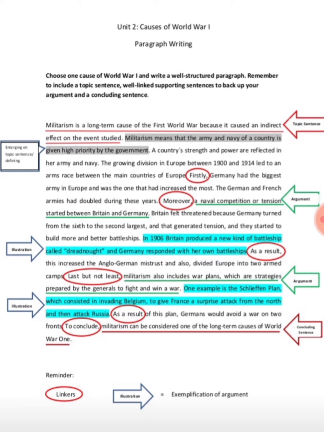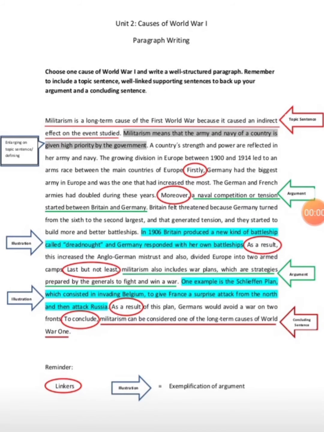Okay, just give a watch. Firstly, Germany had the biggest army in Europe and was the one that had increased the most. Now see, the German and French armies had doubled during these years. Moreover, another connector, a naval competition or tension started between Britain and Germany. So this is our argument. Okay, this is our argument.